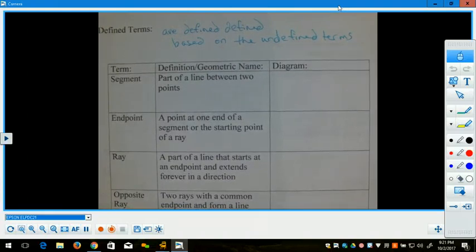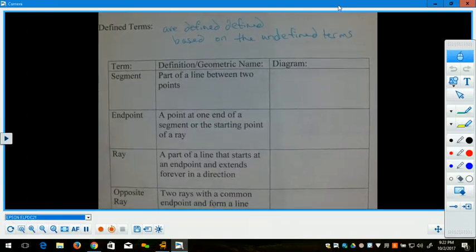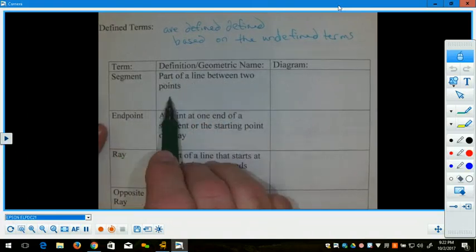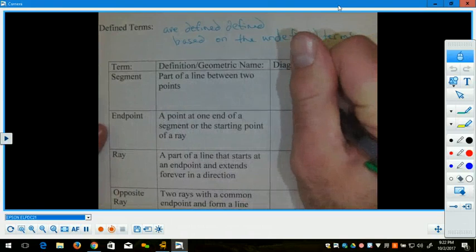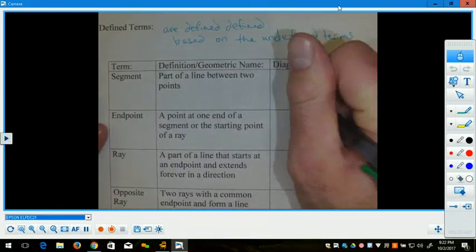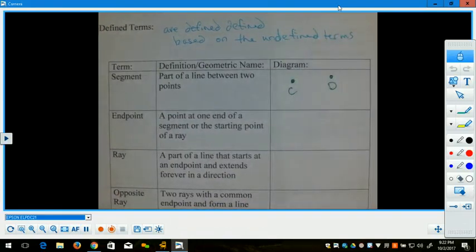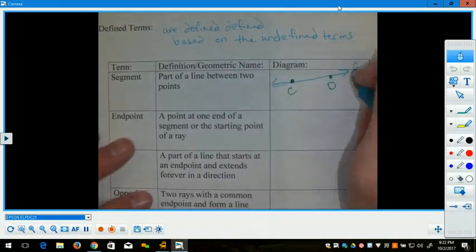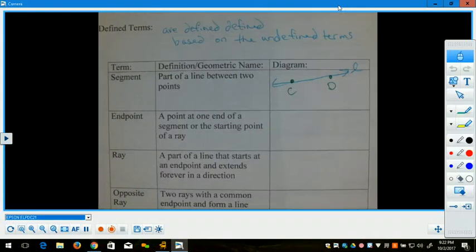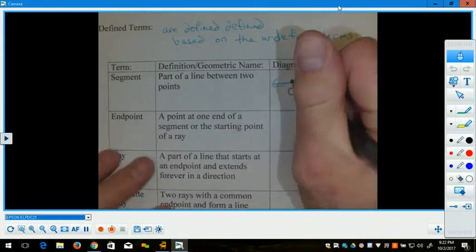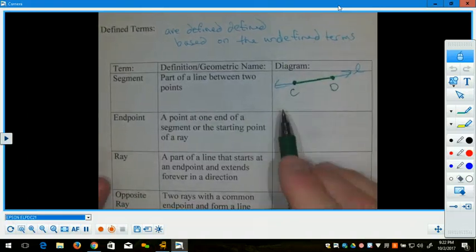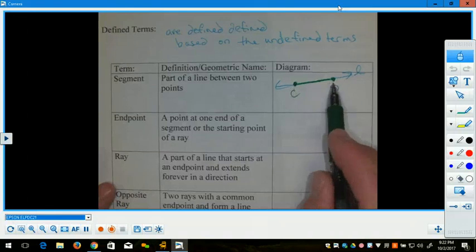So assuming that we all agree what a point is, a line is, and a plane is, we can move forward in defining some of the other terms and looking at how to name them. A segment is a part of a line between 2 points. So I have 2 points, and we know that it takes 2 points to make a line. We'll call this one C and this D. C and D may be on line L. But I'm not interested in the fact that they're on line L so much as I'm interested in the segment CD, which has 2 points.